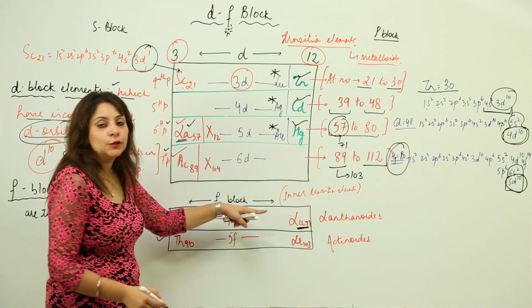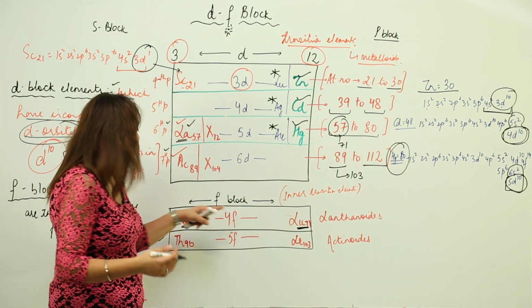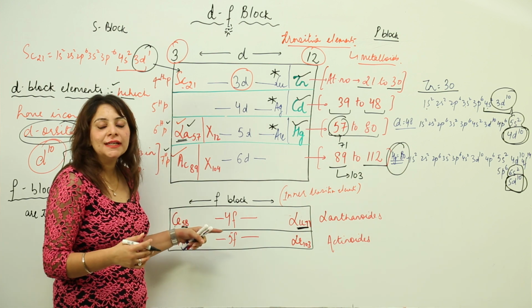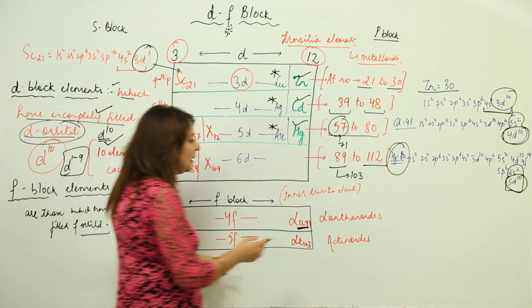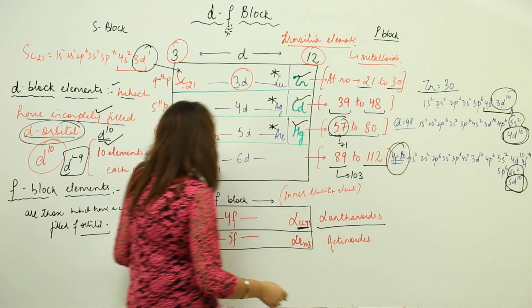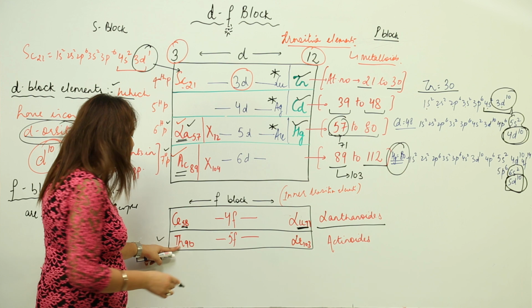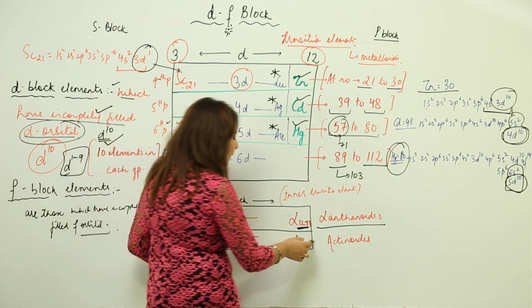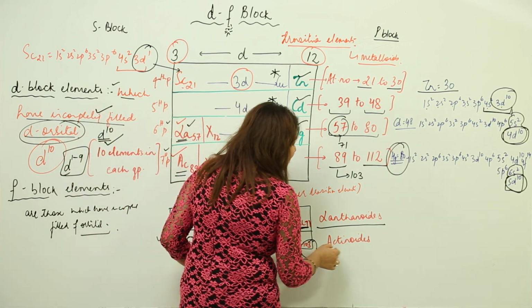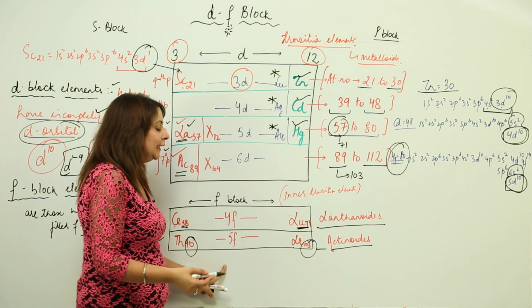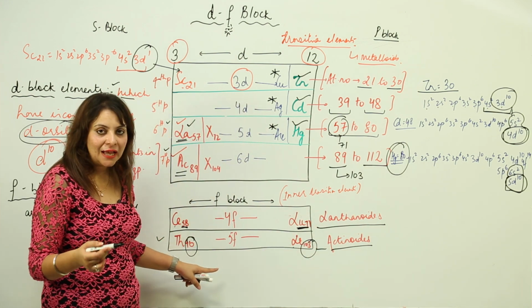And this first series, which is actually after the lanthanum, is named after the lanthanum as lanthanoids. And this one is actinium, and after the actinium we have thorium, extending from atomic number 90 to 103, that is lawrencium, and as they are placed after actinium, they are named actinoids.